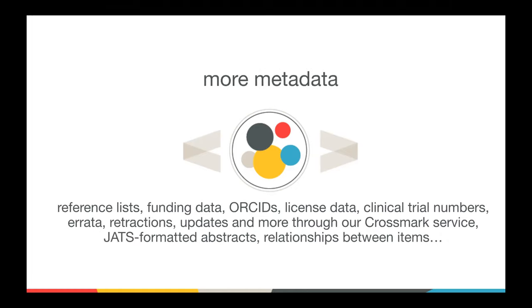We also collect additional metadata about the items being registered. So this can include things like the reference lists, information on who funded the research, ORCID IDs, license information. So if your content is open access, you can let us know that by sending us the license it's registered under, clinical trial information, abstracts, and information about relations between different items. We have a service called Crossmark, which collects valuable information on things like retractions, corrections, updates, and more, so that anyone reading the paper can find out if it's up to date or not. And we're always adding to this set of metadata over time in response to what our members need to send us.